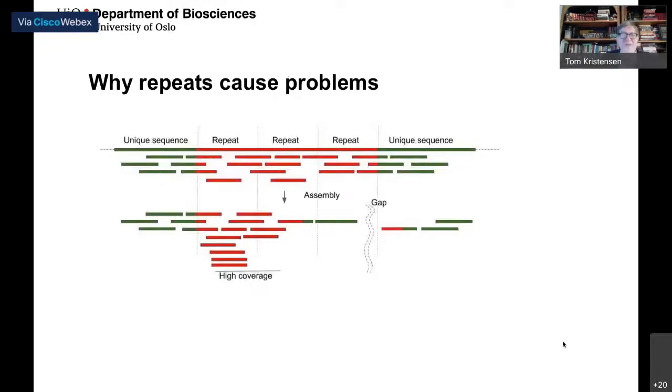And this figure tries to explain why repeats cause problems. It's maybe a bit complicated, but if you look at the top here, we have a sequence which goes from a green unique region here into 3 red repeats. So these repeats are identical. This repeat here is identical or more or less identical to this one, which is more or less identical to this. And then we have unique sequence again in the other end.